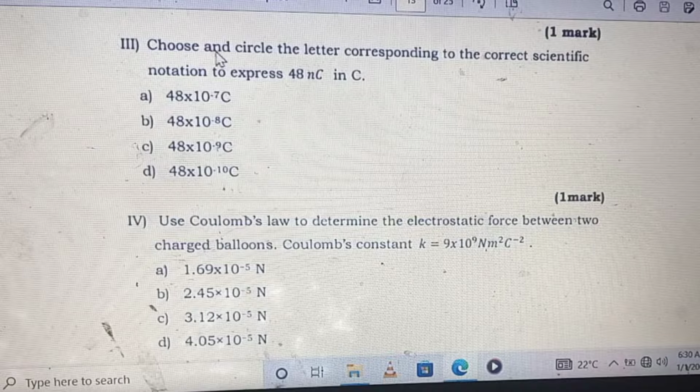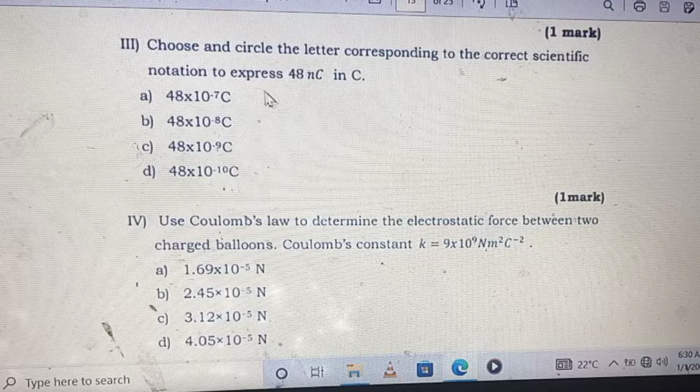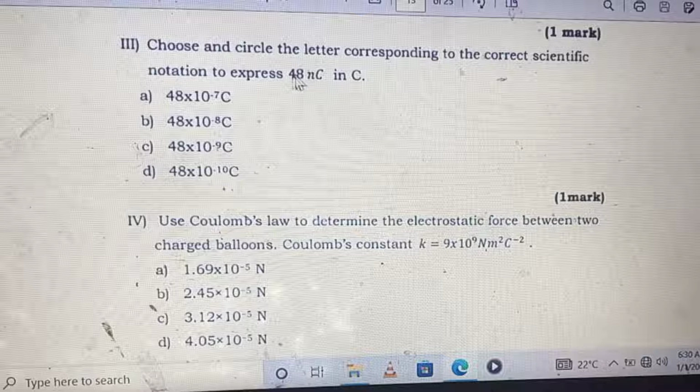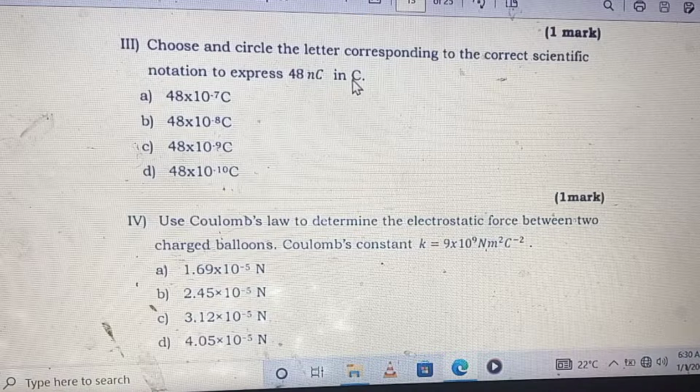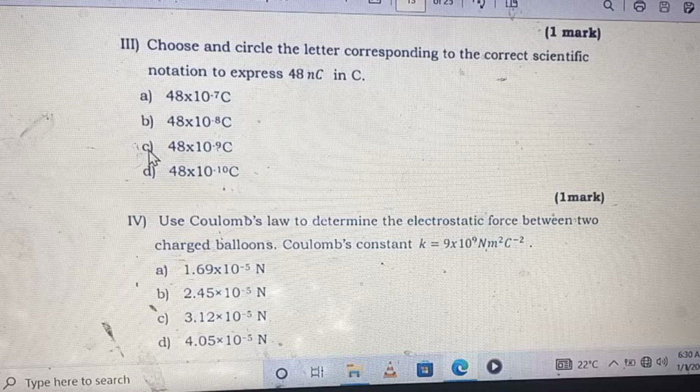I3. Choose and circle the letter corresponding to the correct scientific notation to express 48 nanocoulomb in coulomb. The best option is C, 48 times 10 power negative 9 coulomb.